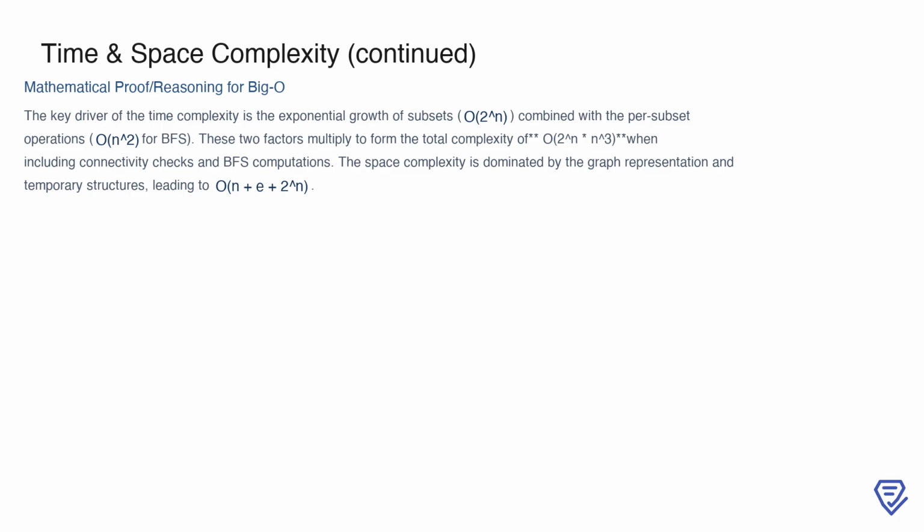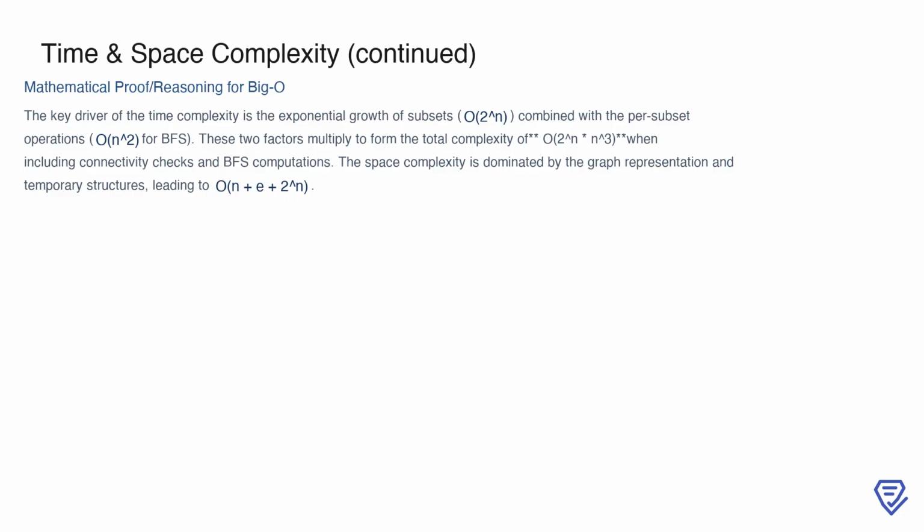This is combined with the per-subset operations, where BFS computations for maximum distances contribute n squared, and connectivity checks add an additional n. Together, these factors multiply to form the overall time complexity of 2 to the power of n * n cubed. For space complexity, the dominant factors are the graph representation in the adjacency list and the temporary structures used during BFS and subset generation.